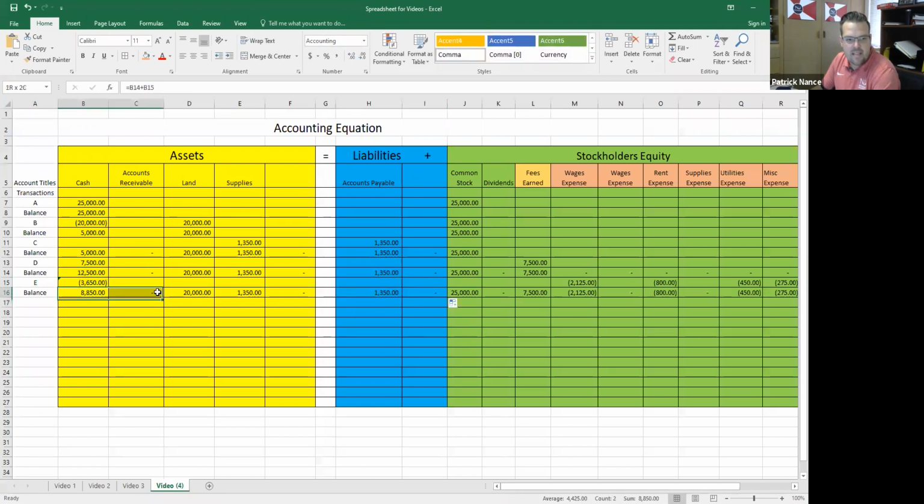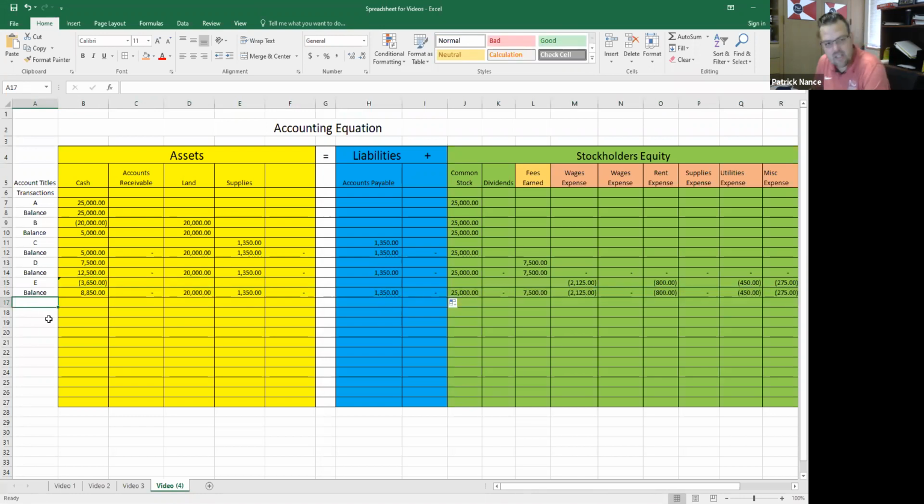The sum of my assets, my total down here, is 30,200. And over here, the sum is 30,200. So I do balance, so I'm good. Okay, transaction F. Here's those magical words I mentioned in the last video called on account. It says paid creditors on account.